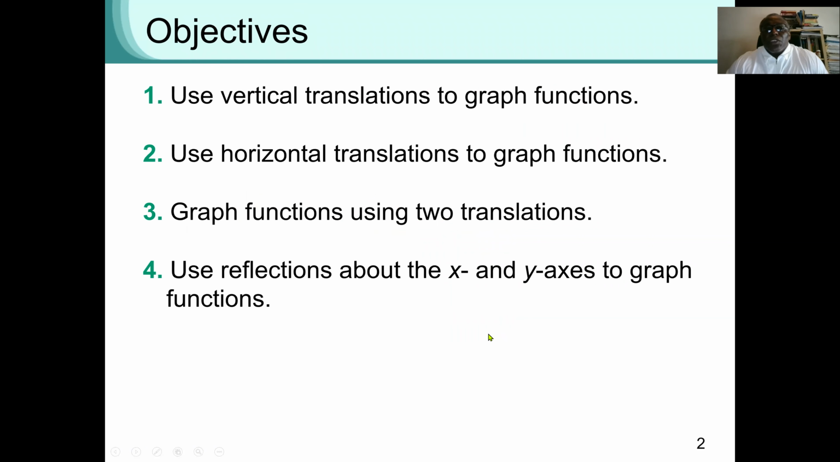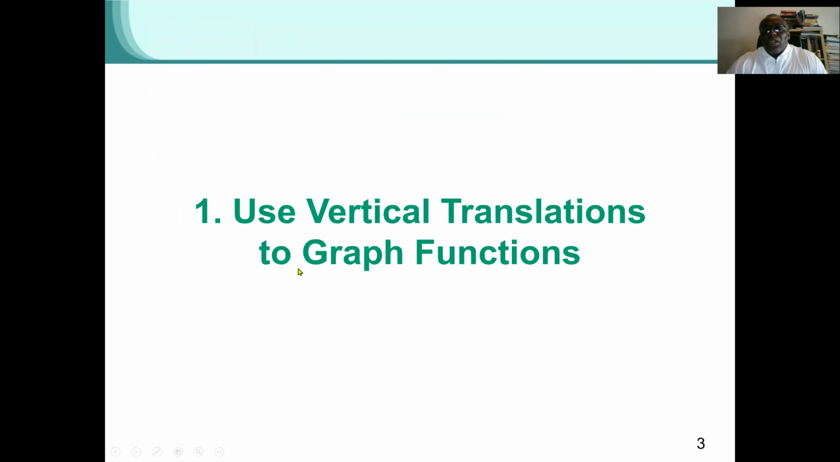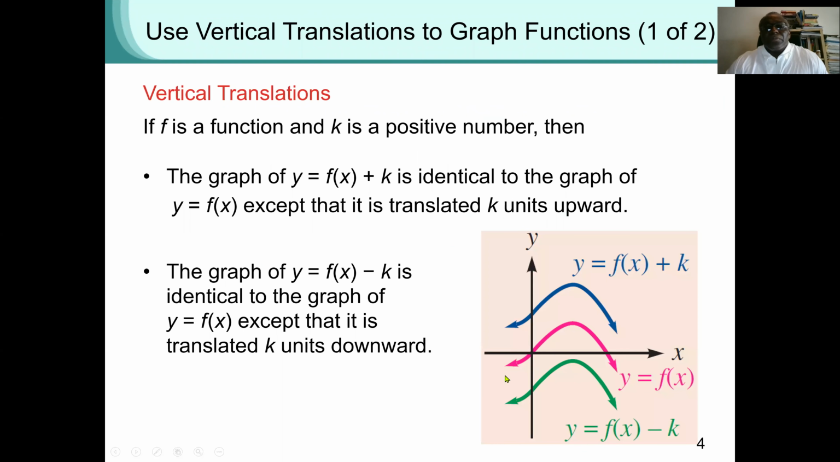So our main objective is to use vertical translations to graph functions. Also use horizontal translations to graph functions. Also, we are going to graph functions using two translations. And also we're going to use reflections about the x and y axis to graph a function. So first we start with using the vertical translation to graph functions.